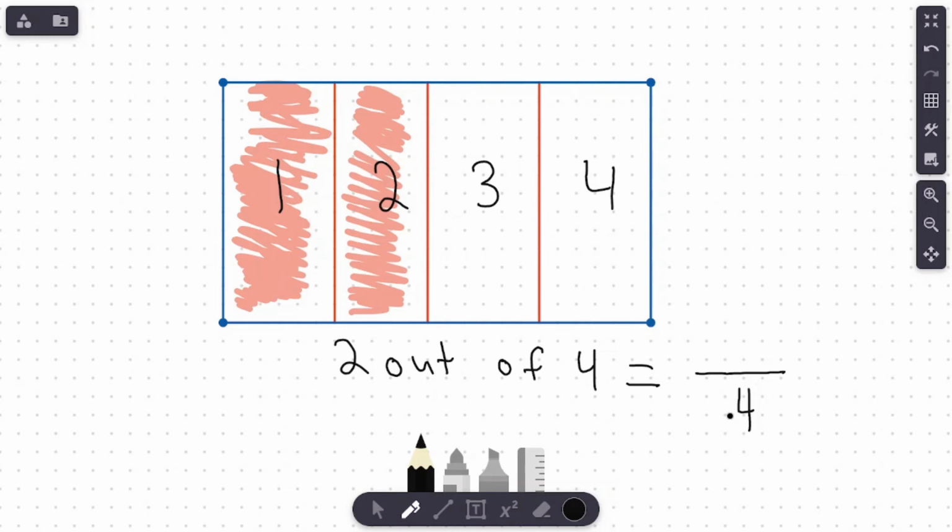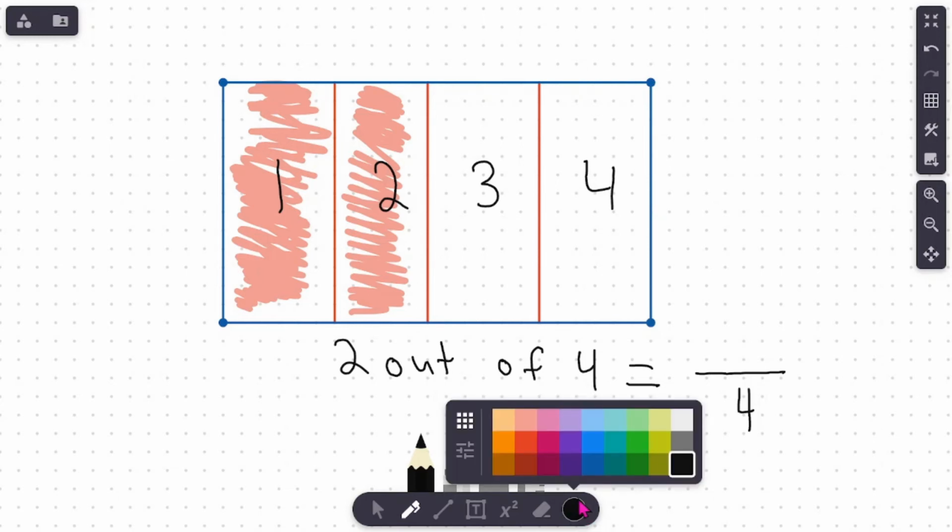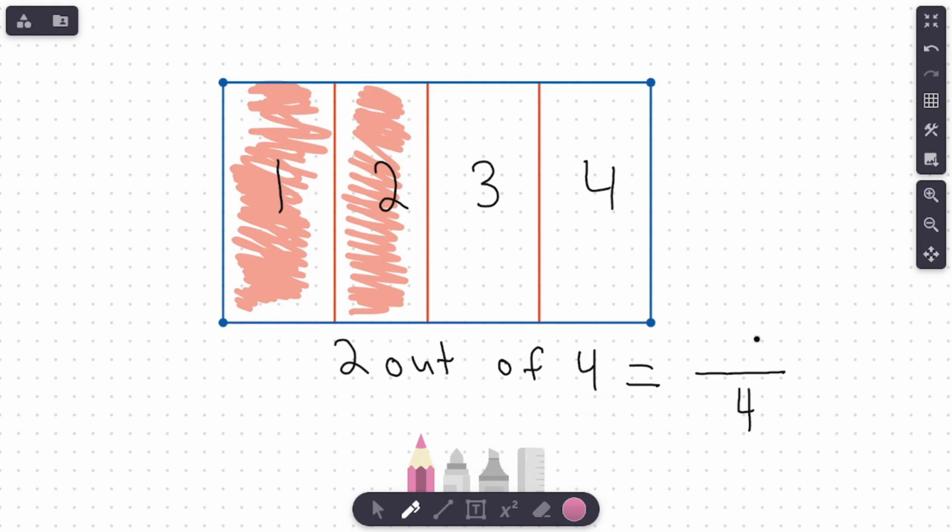Now, the number I'm going to write on top is going to be how much we've colored in. So how many of these sections have we colored in? 2. And if you remember from our first video, that is called the numerator. We're going to talk about numerators and denominators more and more. But we've got 2 out of 4 colored in. I colored in 2 sections. That's where we got this 2. And then there were 4 equal sections total.